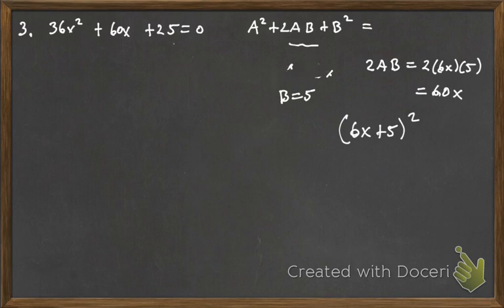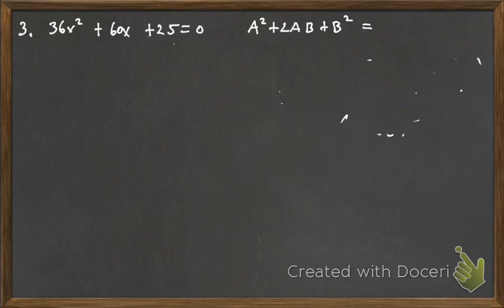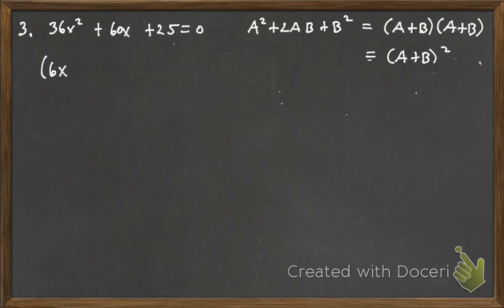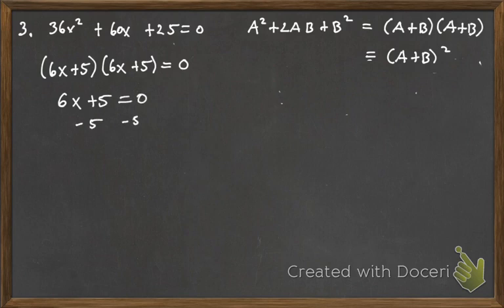Let me erase all this extra stuff. So that's going to be a plus b times a plus b, or we can write it as a plus b quantity squared. Okay, so 6x plus 5 and 6x plus 5 is equal to 0. And then we'll use the zero product property and set each factor equal to 0. They are the same factor, so there's no need to write it twice. And so we'll just solve the equation like we normally would.